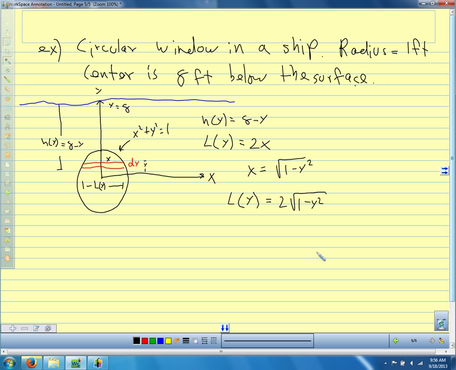Well, I'm a little nervous about this integral because of the square root of 1 minus y squared. And we're going to say we're in the sea, so seawater is 64 pounds per cubic foot because of all the salt dissolved. The other example we were talking about was fresh water. So this is seawater, a little more dense. So now we can set up our integral. The force is going to be the integral, and I'm going to multiply by my density out here. What are the limits of the integration?